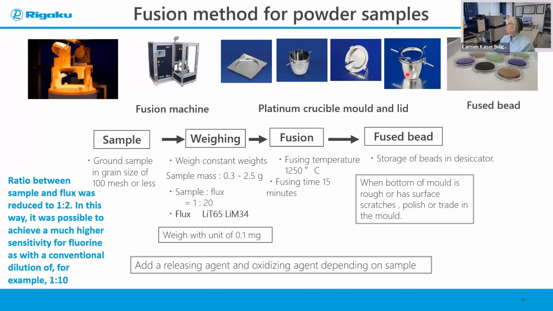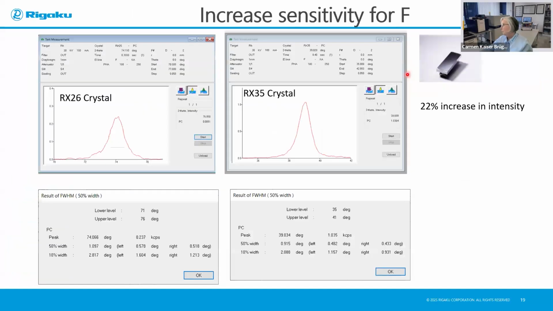And of course, if we want to increase sensitivity, instead of taking the traditional 1:10 ratio, we could take a 1:2 ratio, so increasing sample weight, to get a more concentrated fluorine signal from our fuse bead. So in the next few slides, I will show you that.